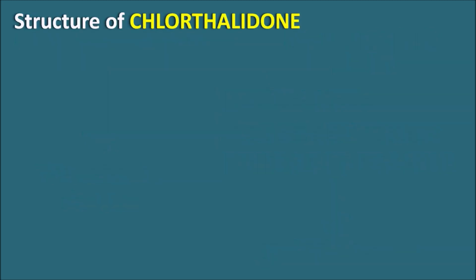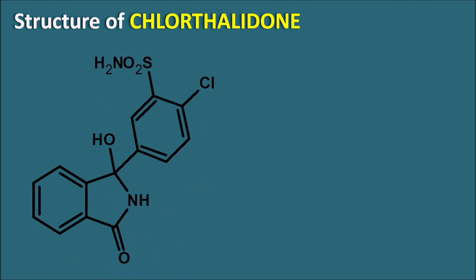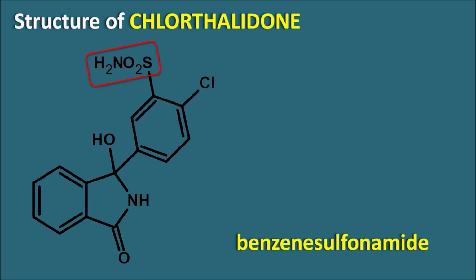First of all, let us see the structure of chlorthalidone. So this is the structure of chlorthalidone. Here we can observe that it does not have the thiazide ring system. Thiazides have a benzothiazide ring system. That means the benzene ring is attached to another 6-member ring system with 2 nitrogens and 1 sulfur. But such a ring system is not present in chlorthalidone. Chlorthalidone has the isoindole ring system. And here the principal functional group is the sulfonamide. This sulfonamide is attached to the benzene. So we can write the suffix of the name as benzene sulfonamide.